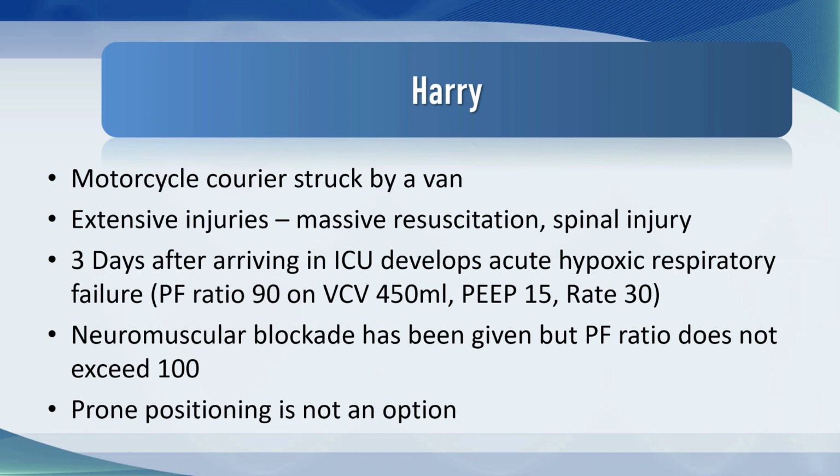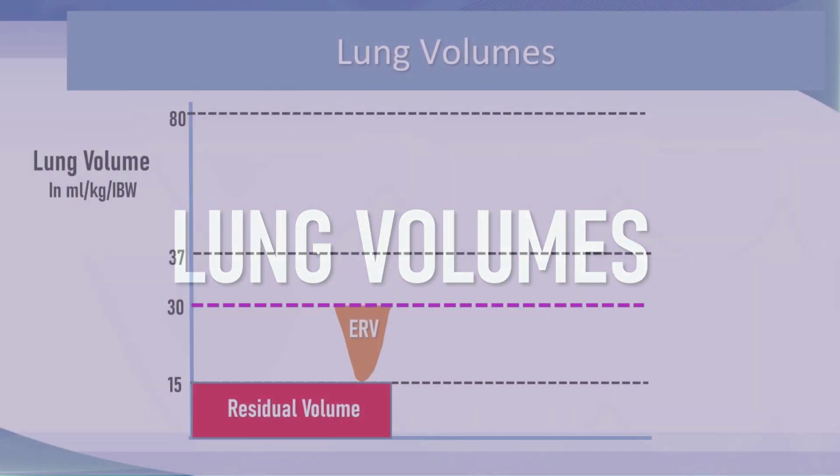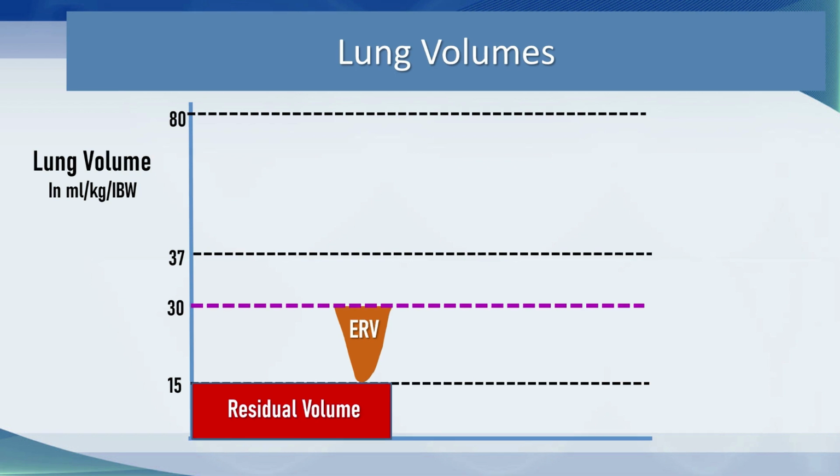Well, to explain what we can do for him, which is airway pressure release ventilation, there are a few other things, and I'll mention them in a few minutes. We need to go back to lung volumes. The most important lung volume to understand is the functional residual capacity. And this is the resting lung volume. It's 30 mils per kilo, and this is where oxygenation occurs. It's the amount of gas that's held in the lung at end expiration.